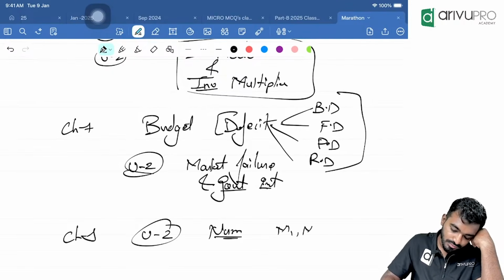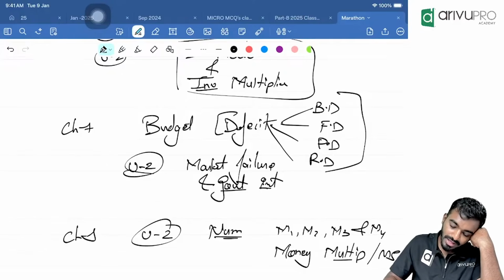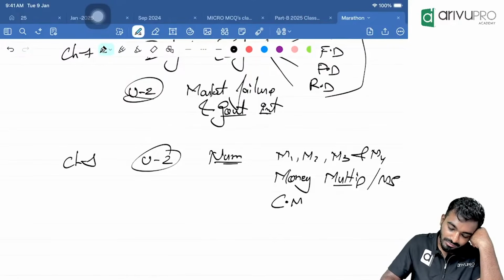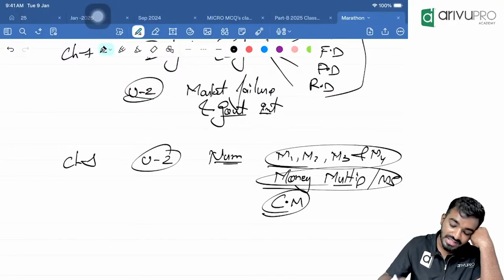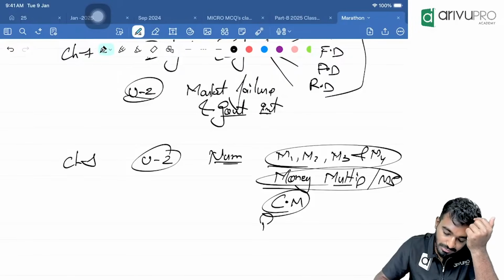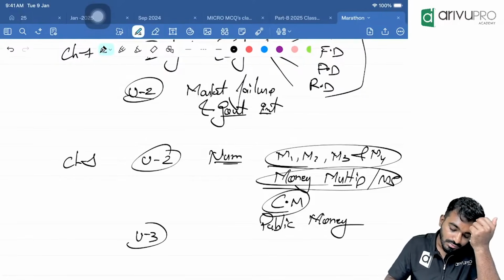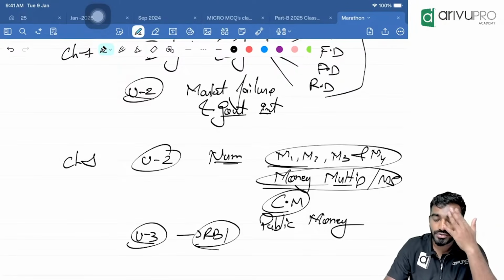M1, M2, M3, M4 and money multiplier, and money supply and credit multiplier. These numericals will come. Easy, that too. And also public definition, that calculation of public money calculation. And in unit 3, especially RBI concepts, quantitative, qualitative, that is the important one.